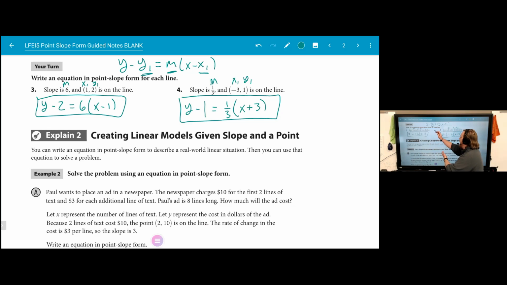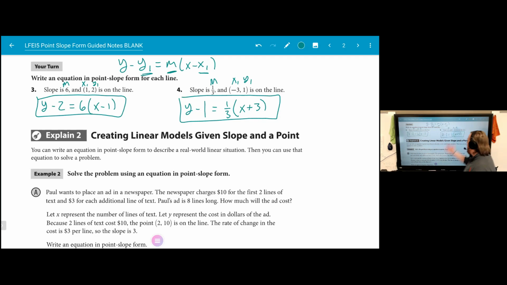All right, so we're back. Again, y minus y1 equals m times x minus x1. That is point slope form. We have a slope and a point. We just plug those in. Don't do anything else after that. We have our slope and our point. We plug that in. Y minus 2 equals 6 times x minus 1 for number 3. And for number 4, we have y minus 1 equals 1/3 times x plus 3 in parentheses. That's it. You don't need to go past that. That is an acceptable way in point slope form to write things.